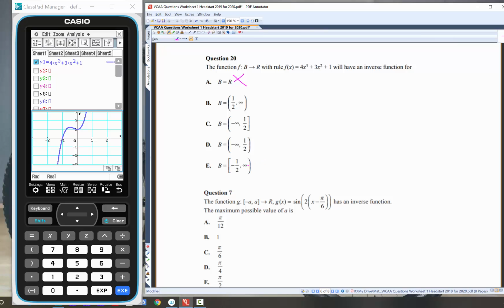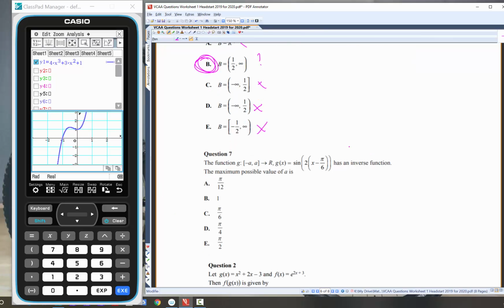-1/2 to +infinity, that would be from here onwards, no, because that's going to include this part here, which will fail the horizontal line test. This is the only one that's plausible. I think I've just accidentally moved that, I'll just try to regraph it. A half is there, onwards, yeah, that's the one. All of these other ones include portions of the graph that aren't 1 to 1, or include this sort of turning point in it, and will fail the horizontal line test.